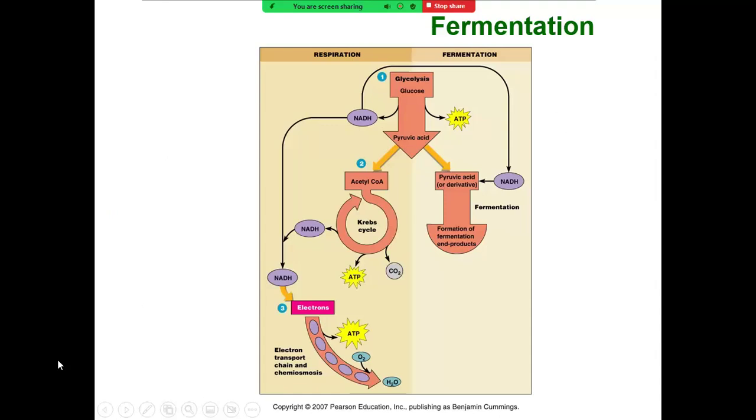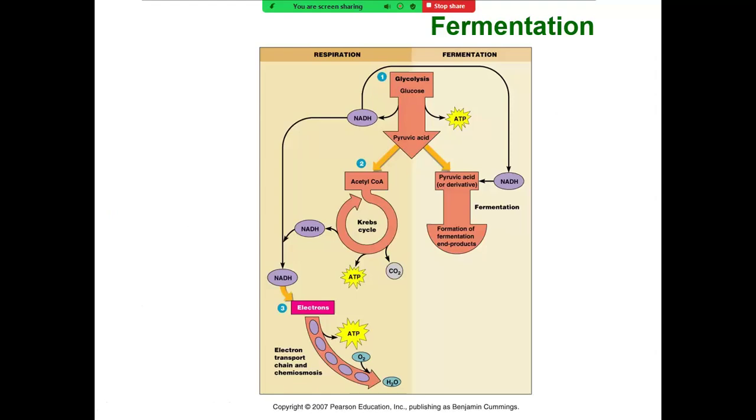So this is showing you that in respiration, generally, both anaerobic and aerobic respiration, we have glycolysis, the preparatory step, and the Krebs cycle. I should be saying it in its order. And both of them make NADH and some ATP. And then that NADH and FADH2 flow to the electron transport chain.